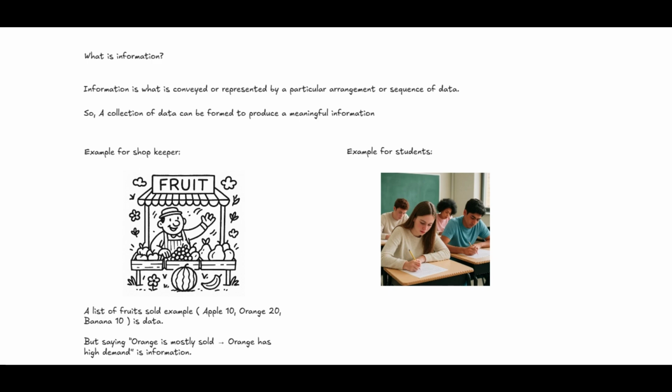Similarly, think about students' marks, which are 65, 75, 80, and 92. Those numbers are just data points. But if we say the average mark is 78, so the class is performing above the average, we've turned that data into meaningful information. So in short, information is what you get when you give data context and meaning.